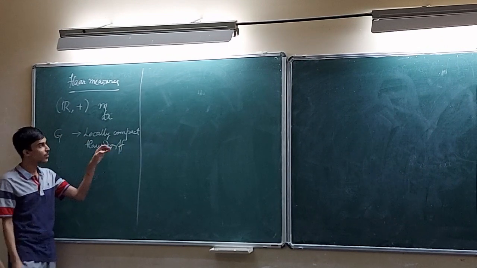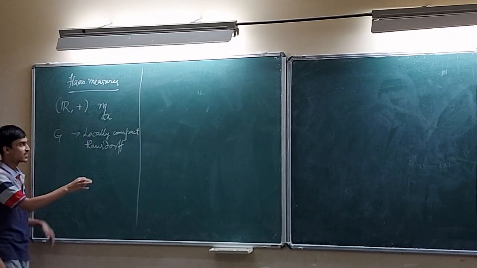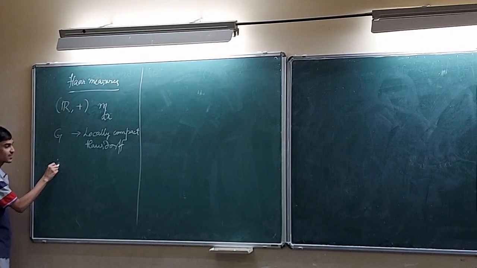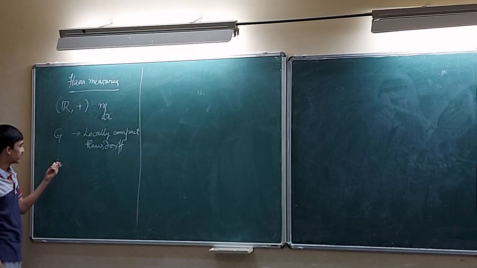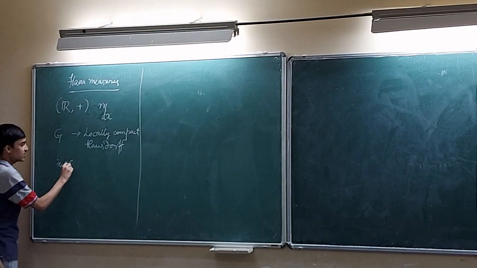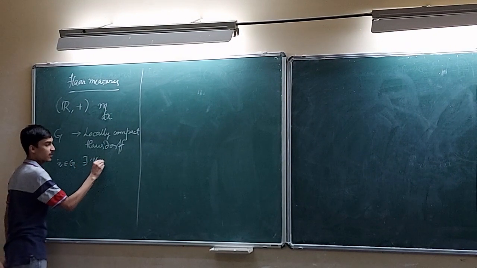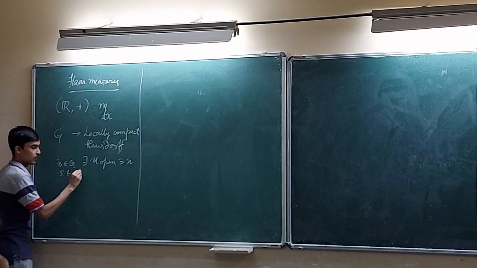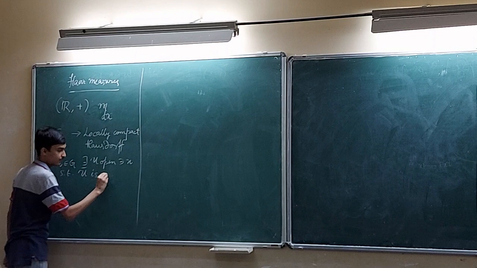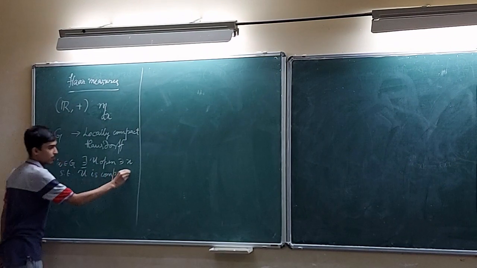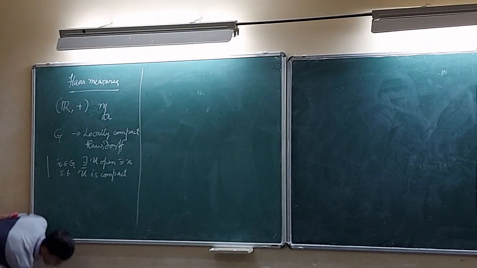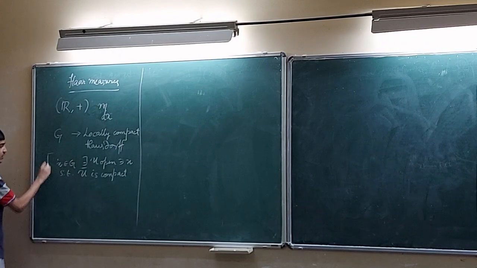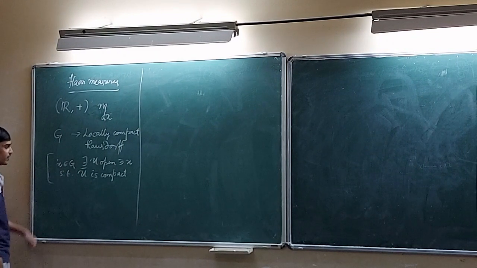So why locally compact Hausdorff? First of all, let's settle with the definition. Locally compact means that for every point x in G there exists an open U containing x such that U bar is compact, the closure of U is compact. This is the definition we are taking, just in case we have some issues with the different definitions.